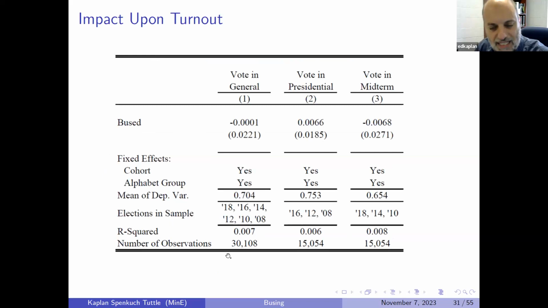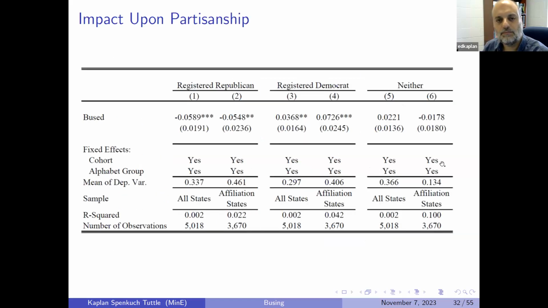So here are our first estimates. This is on the impact on turnout. And what we see is very small and statistically insignificant estimates. So we don't find that voting in general, voting in presidential elections, or voting in midterm elections is affected by whether you got bused. And these are off of elections ranging from 2008 to 2018. Our data, by the way, begins in 2008, or has voting history back to 2000.